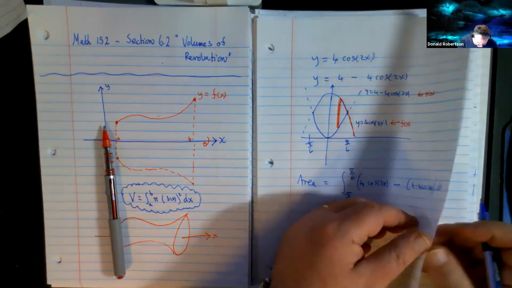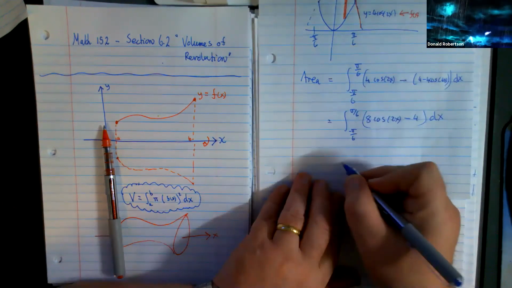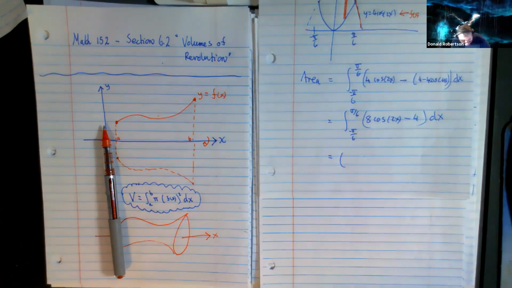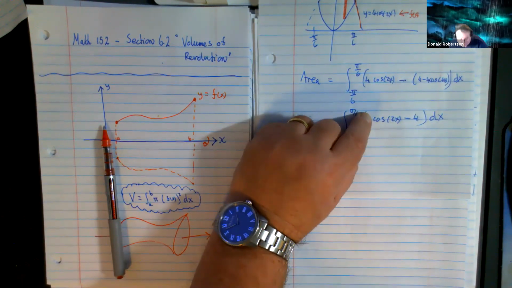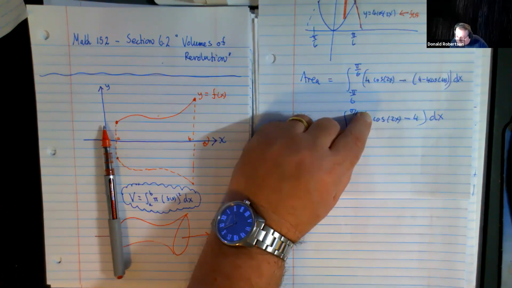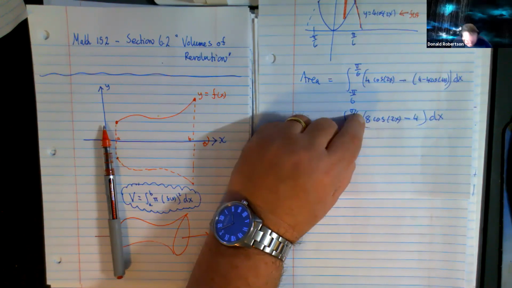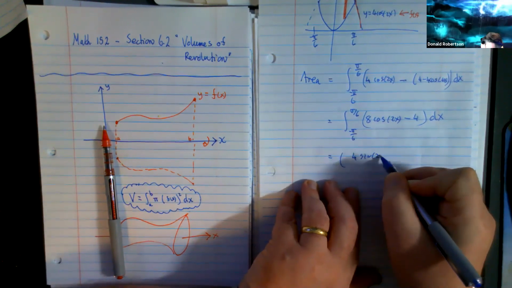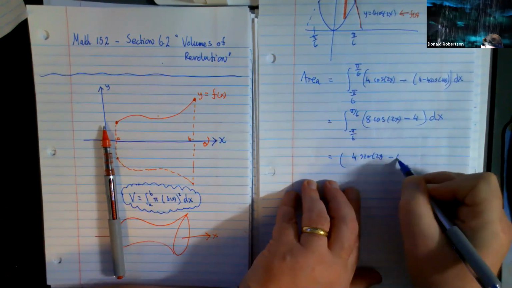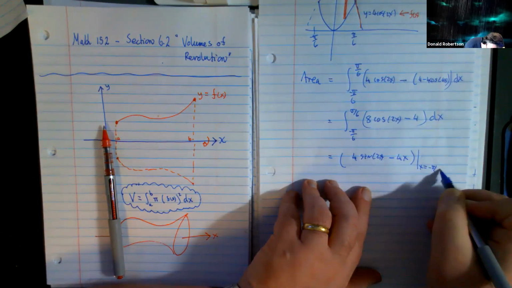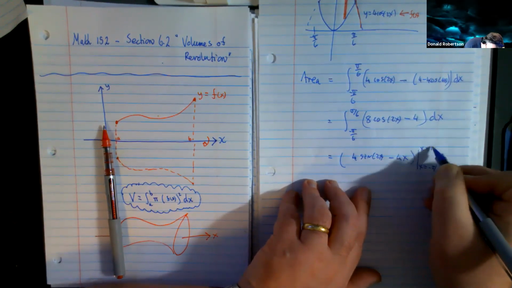And now I'm going to find the antiderivative. 8 cosine 2x. Right, we're going to do that linear shortcut thing. The antiderivative of cosine 2x is a half sine 2x. Right? And 8 times a half is why that's now 4 sine 2x. And the negative 4 gets you that guy. And I'm going to evaluate it from here to here.